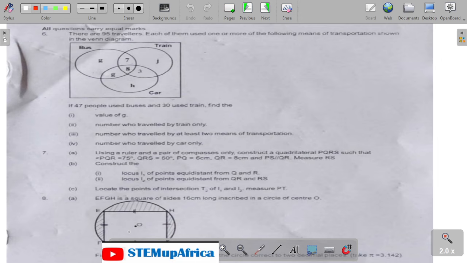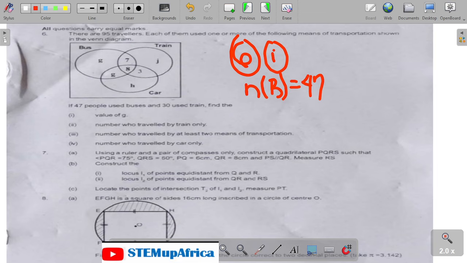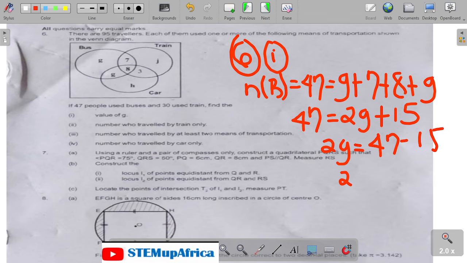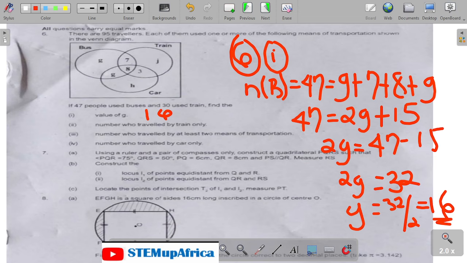So let me just try to fix it here. Roman figure 1. Say 47 persons use bus. Bus comprises the number that use bus: 47 is equivalent to g plus 7 plus 8 plus g. So 47 gives us 2g plus 15. So 2g will give me 47 minus 15, which gives me 32. So my g is simply 32 over 2, that is 16. So the answer here is 16.